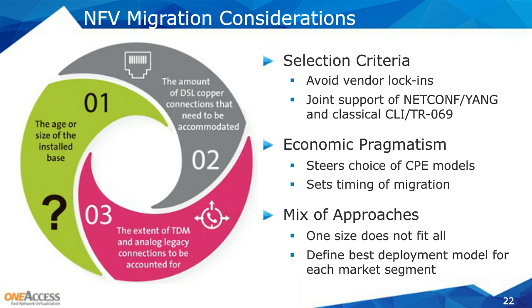We talked a lot about economic pragmatism. The white box is 2 or 3 times the cost of a classical CPE. So a lot of different models are being looked at to try and address some of those issues, as well as the timing of migration. And I think the other parting thought is that there's no one approach, even within a single operator. They will use a multiplicity of approaches depending on the market segment, their equipment refresh cycles, how much legacy they need to support, etc. So they're all wrestling with these issues.